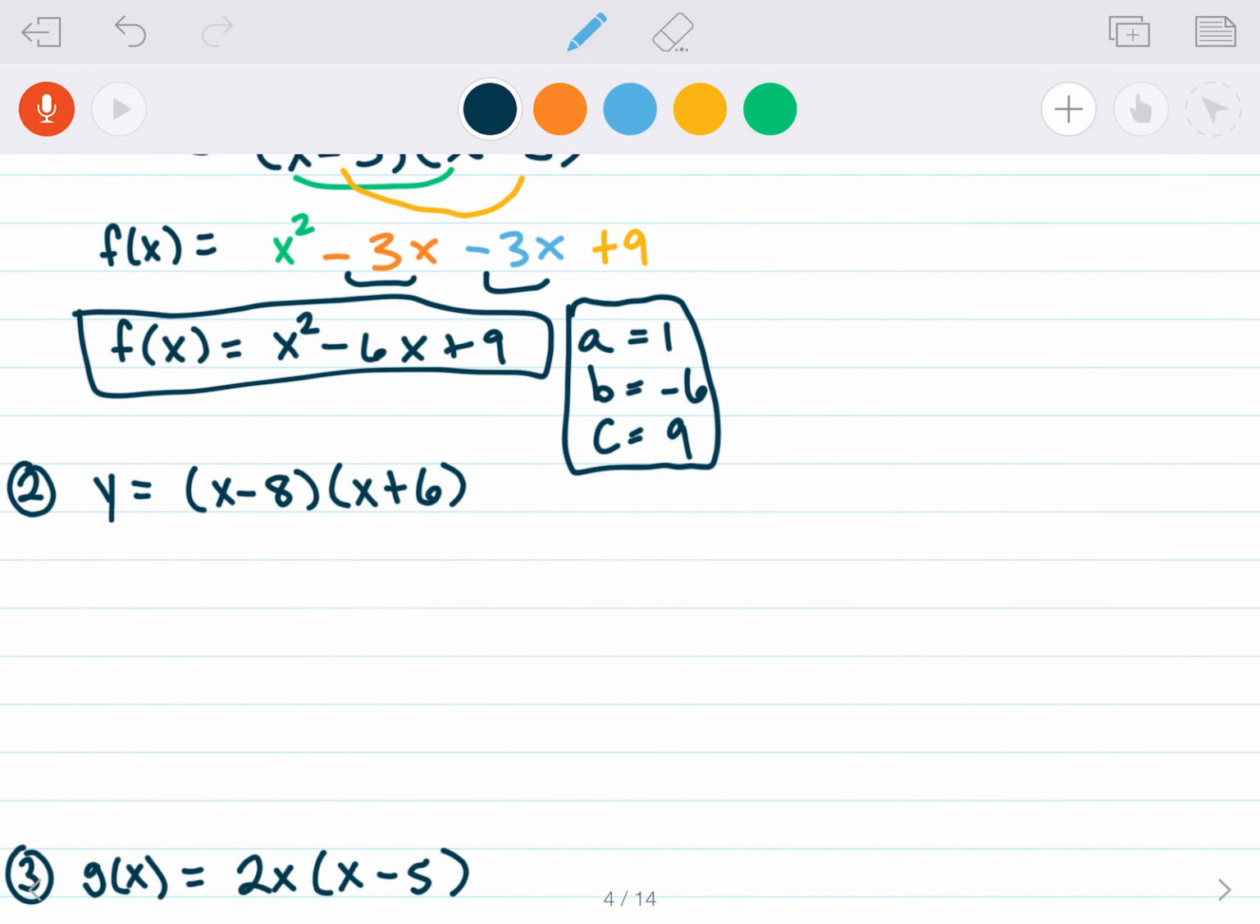So here we have x minus 8 times x plus 6. And since we have two binomials, meaning two terms in each set of parentheses, we can FOIL. So foiling this out, first, x times x is x squared. Outer is x times positive 6, that's positive 6x. Inner is negative 8 times x, that's negative 8x. And last is negative 8 times positive 6, which is negative 48.